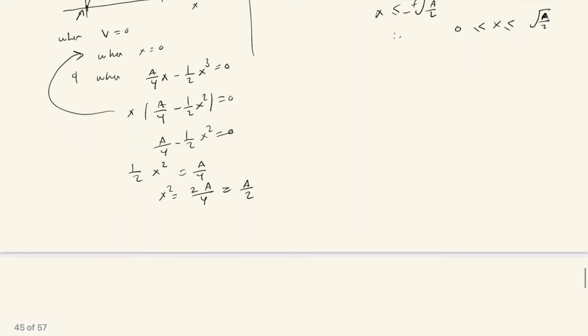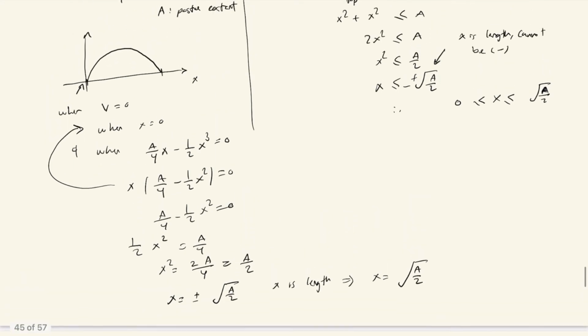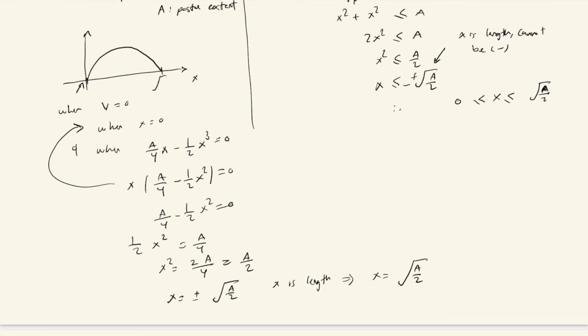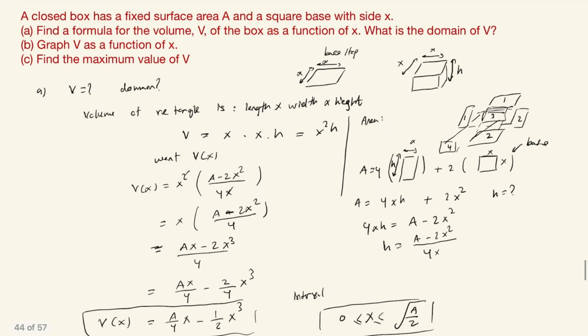Now I'm gonna take the square root. Remember, when we take the square root, we have positive and negative. But again, x is just a length, and the length should be positive. So I'm just taking the positive value. Therefore, x is gonna be square root of a over 2. I already noted that on the graph.